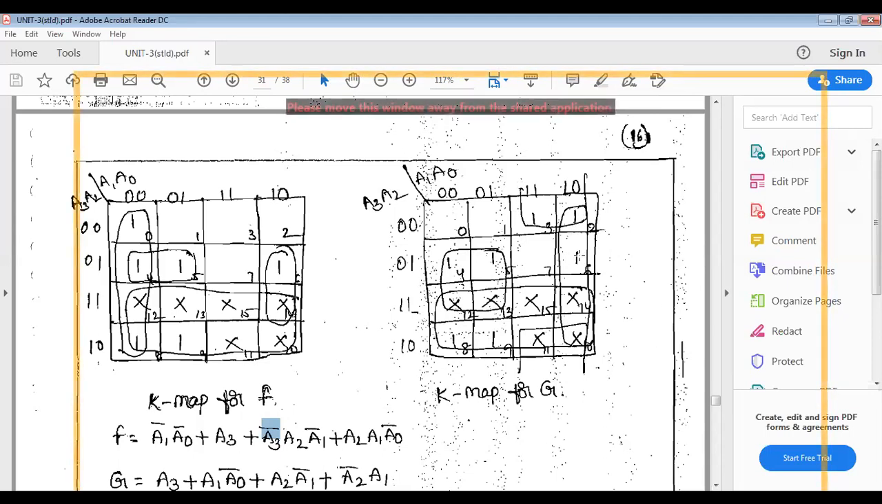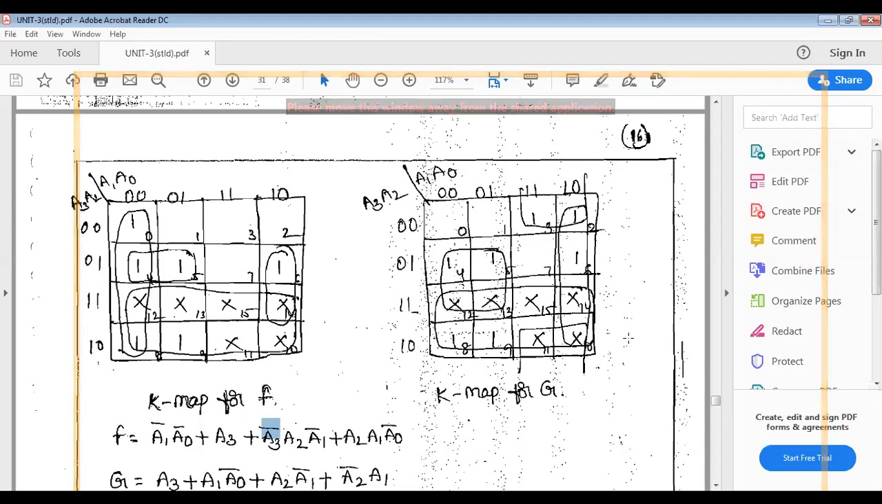So still one is remaining, 6 is remaining. You can go for 4, 12, 6, 14. That is one way. Or otherwise, we have the vertical combination. We get 2 options to cover the minterm 6.